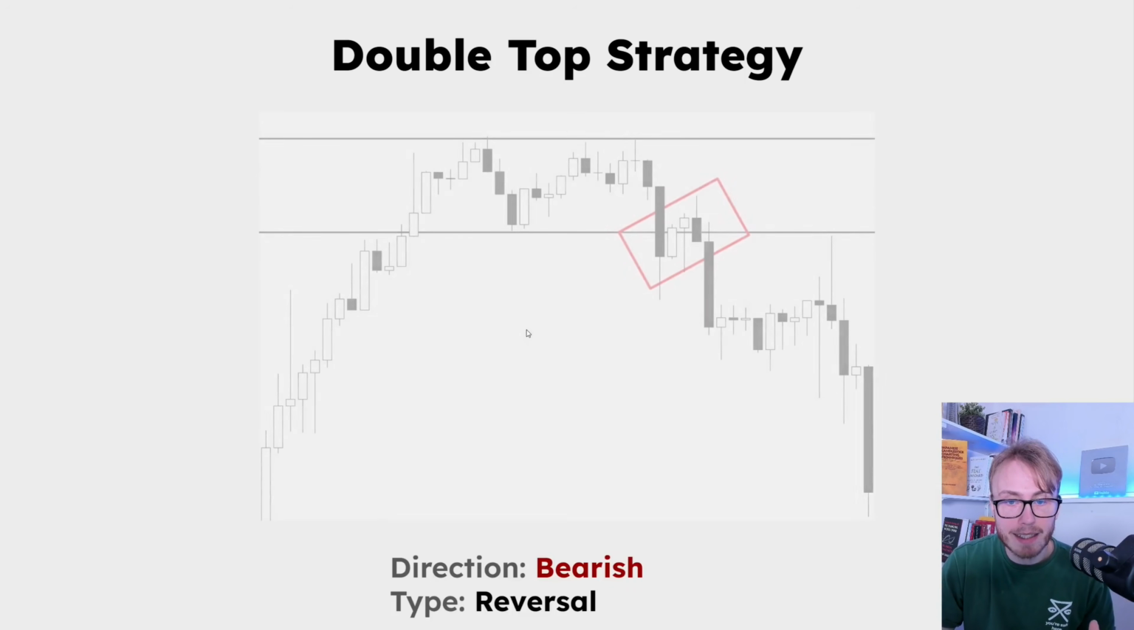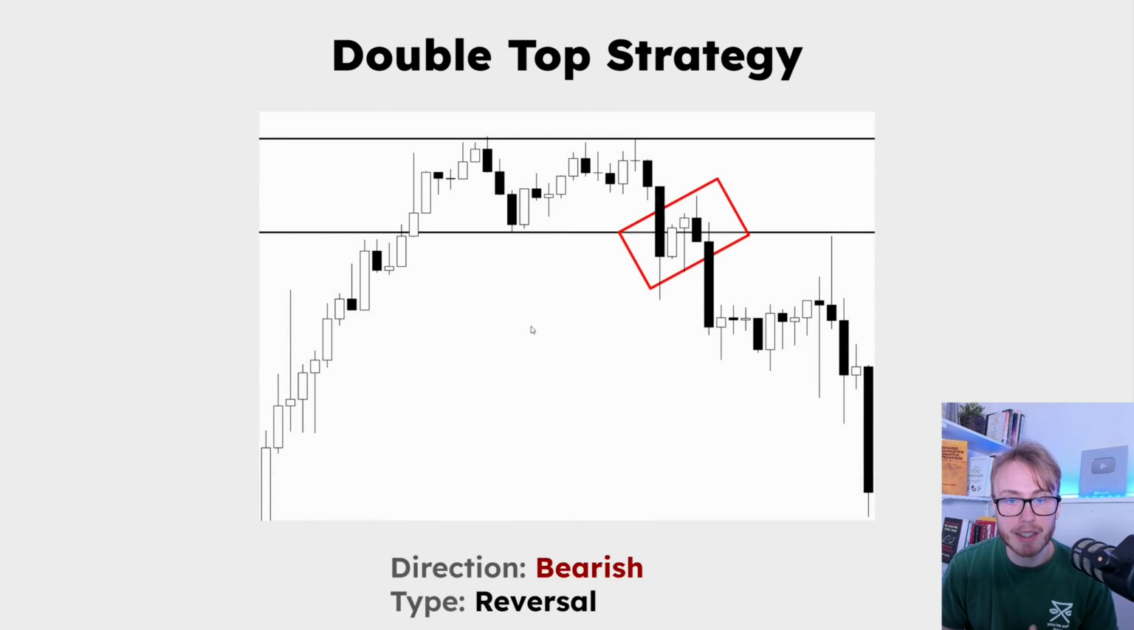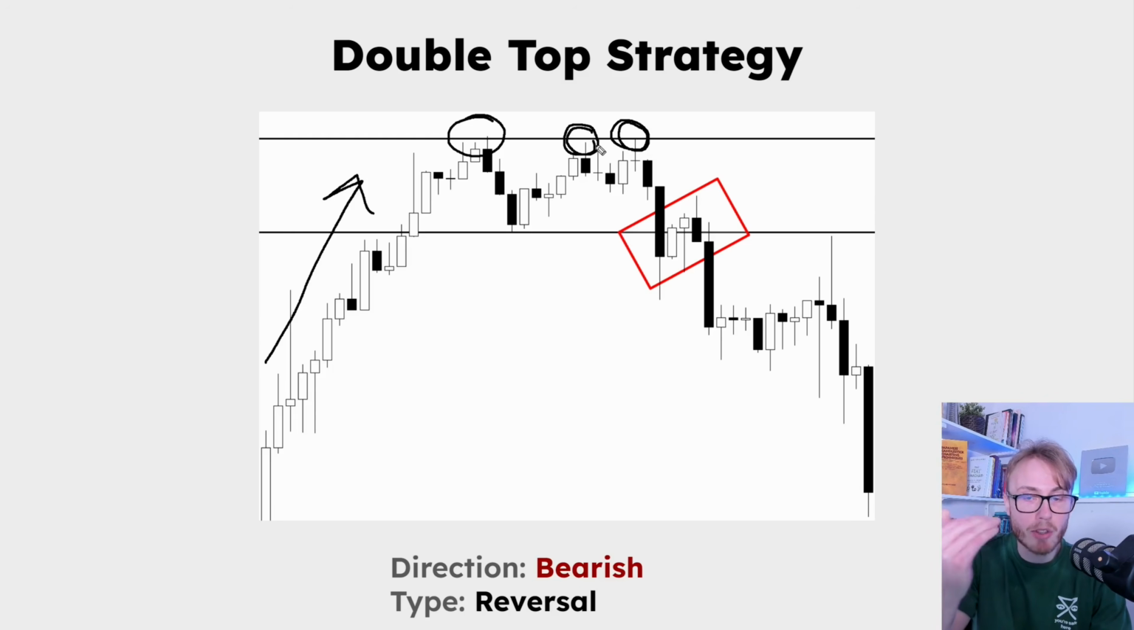So now let's take a look at this pattern in action in a real market. You can see in this example, we had the price pushing up, we got rejected one time, and then we got rejected one time again. This was actually almost like a triple top, so we almost had three small reactions here.